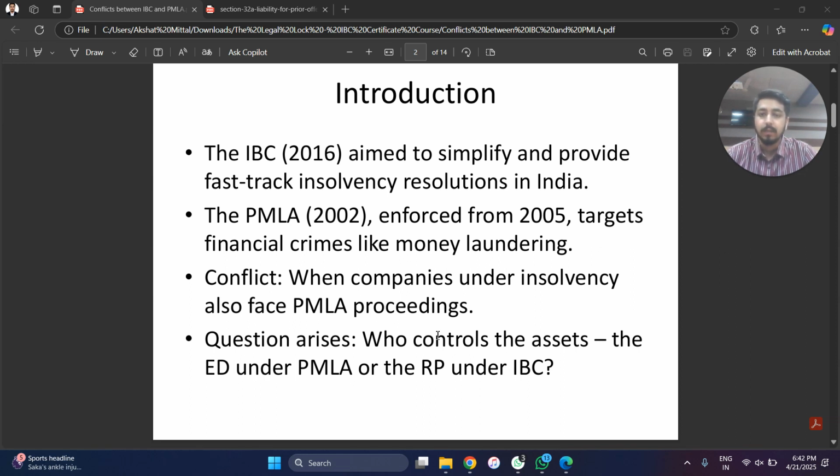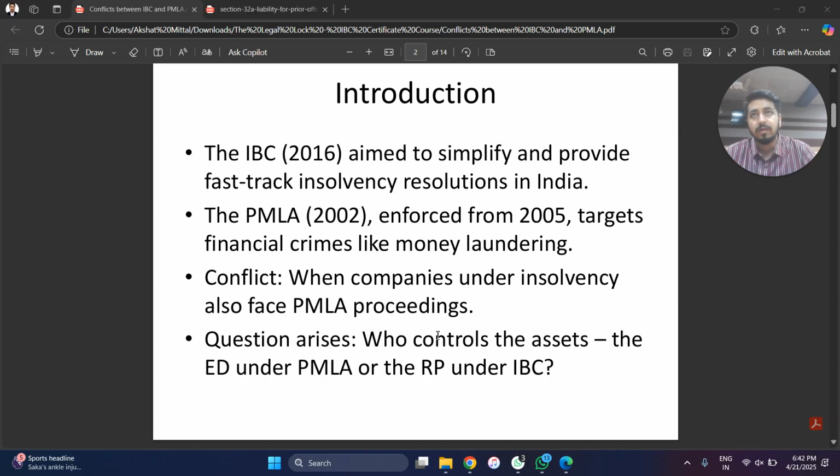And on the other hand, when we talk about the Prevention of Money Laundering Act of 2002, this act interestingly was enacted in the year 2002, and it came in force in the year 2005 only. So it took almost about 3 years for the government of India to enforce the provisions of this act. And this particular legislation was enacted with a view to tackle financial crimes like money laundering. And so, to tackle that particular problem, this act was enacted.